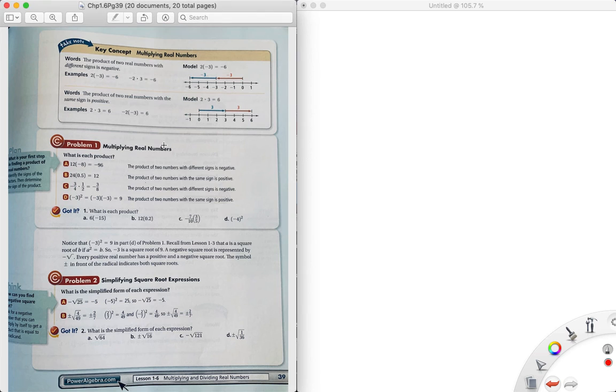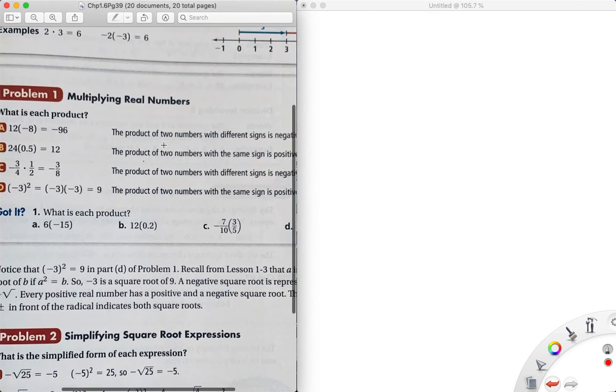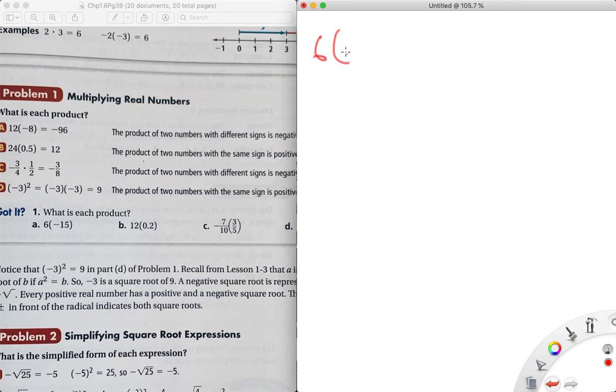So they give us some examples. I'll just go through a couple. 6 times negative 15. Positive times a negative, right? So I know whatever happens, my final answer is going to be negative. 6 times 15. 6 times 10 is 60 plus 30, that'd be 90. Negative 90.